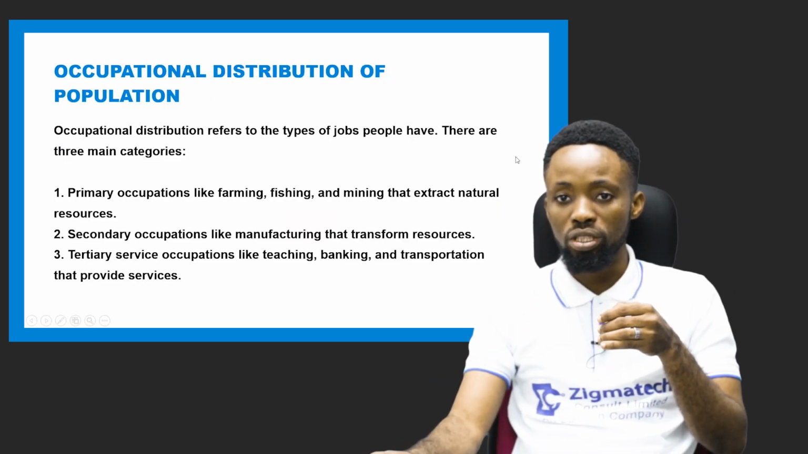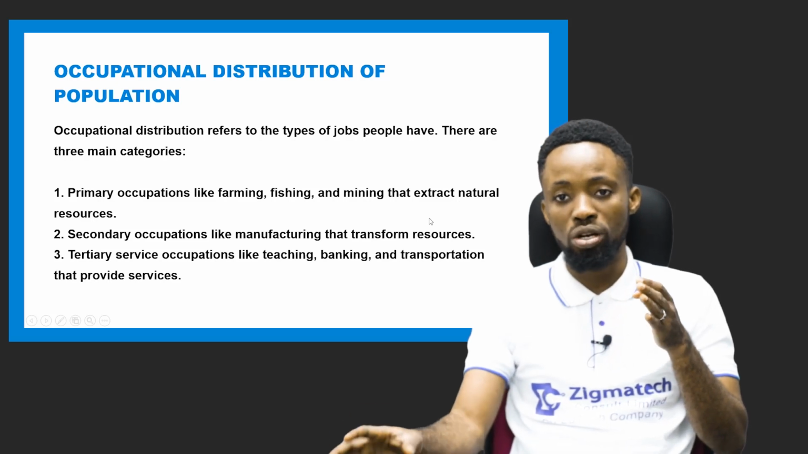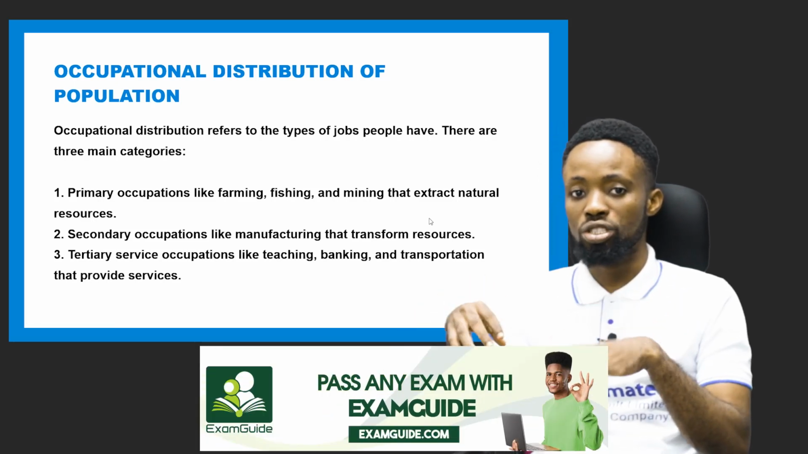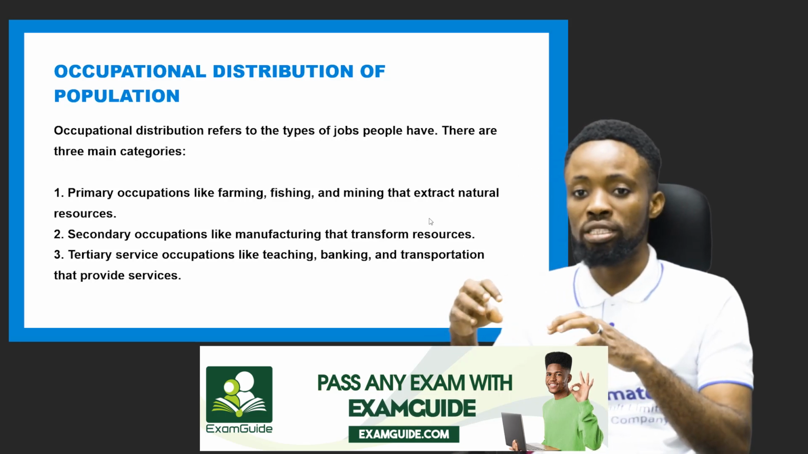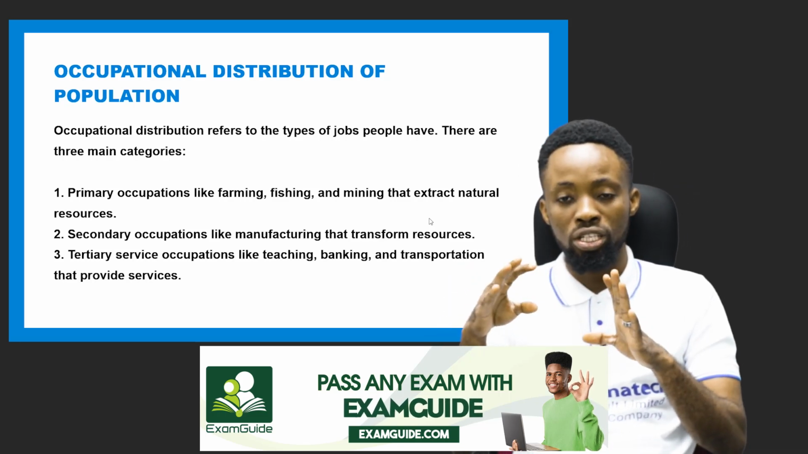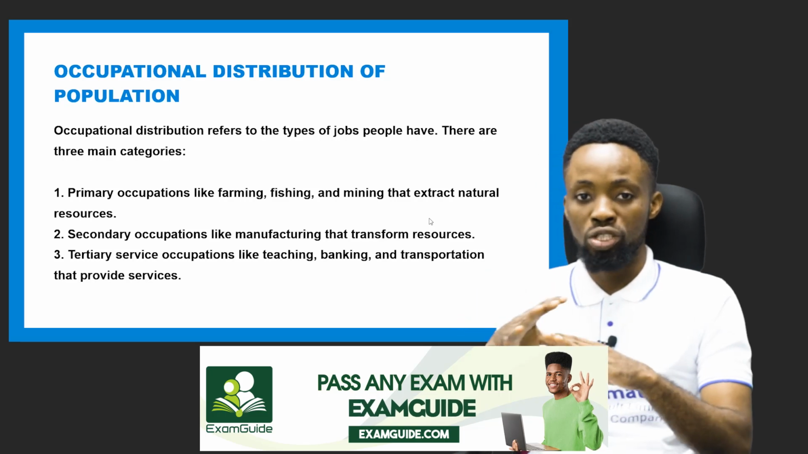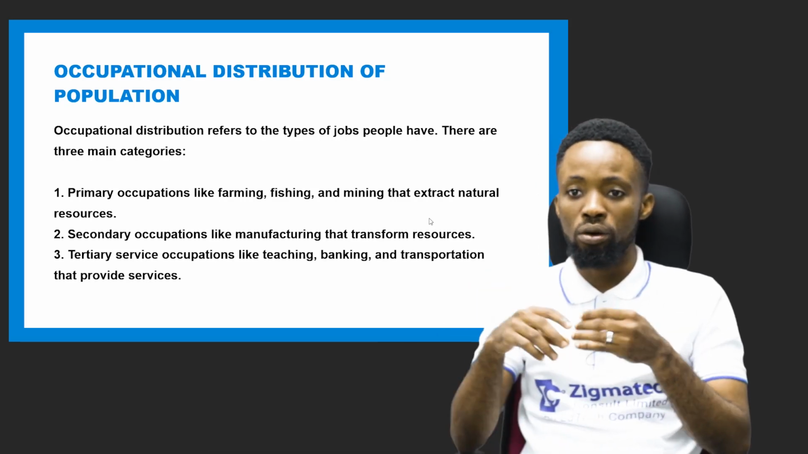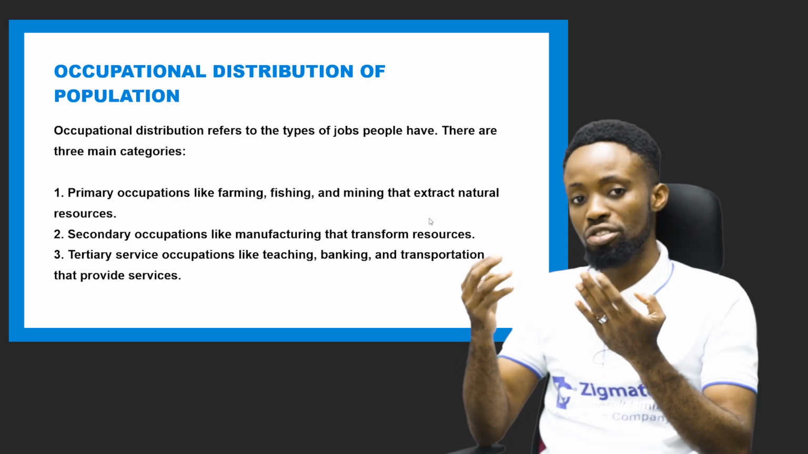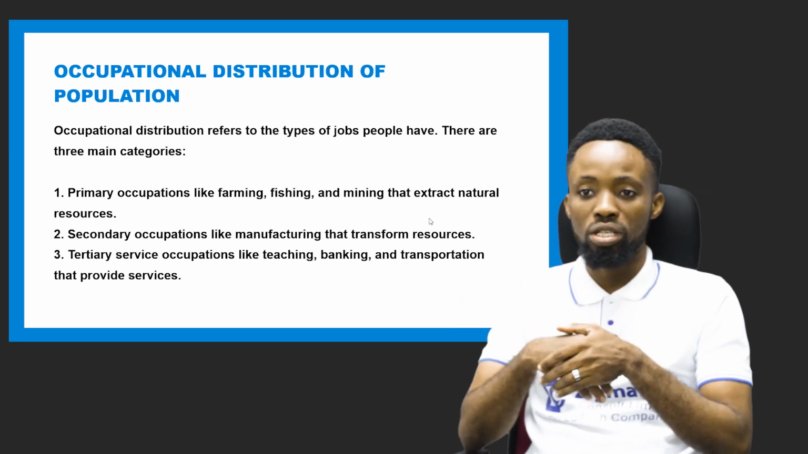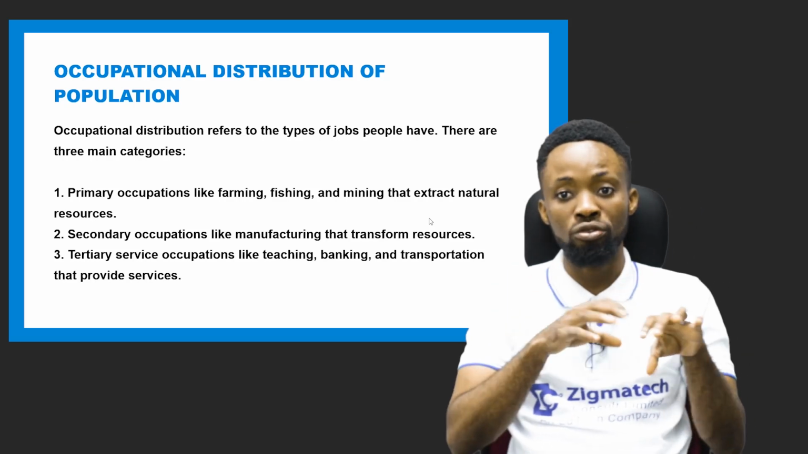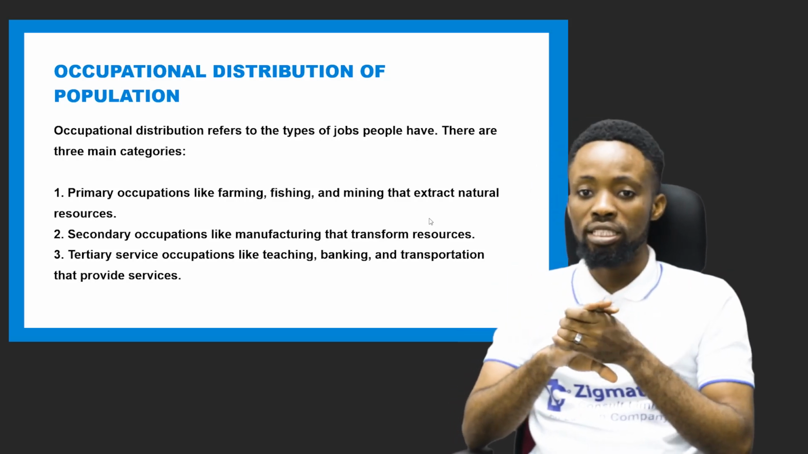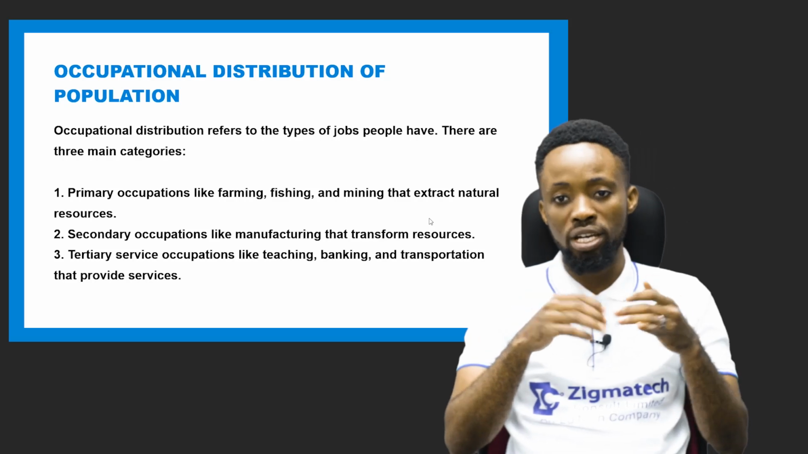So let's look at occupational distribution. Since we know what the working population is, now let's look at the working population and how their occupation is being distributed. The occupational distribution simply talks about the types of jobs people have, or the types of jobs they do. And it's actually divided into three categories.